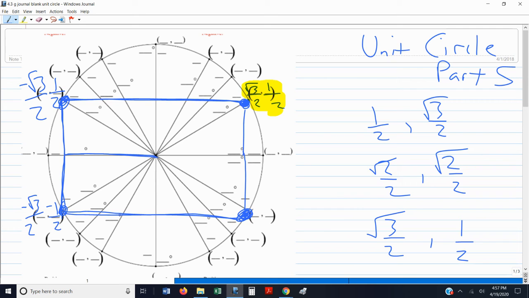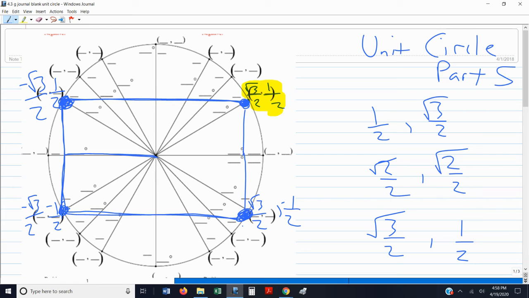And then finally, you move into quadrant 4 and think about what the signs are in quadrant 4. You have a positive x and a negative y. So that's going to be root 3 over 2 and negative 1/2. So a negative and a positive in quadrant 2, both negative in quadrant 3, and then a positive x and a negative y in quadrant 4.